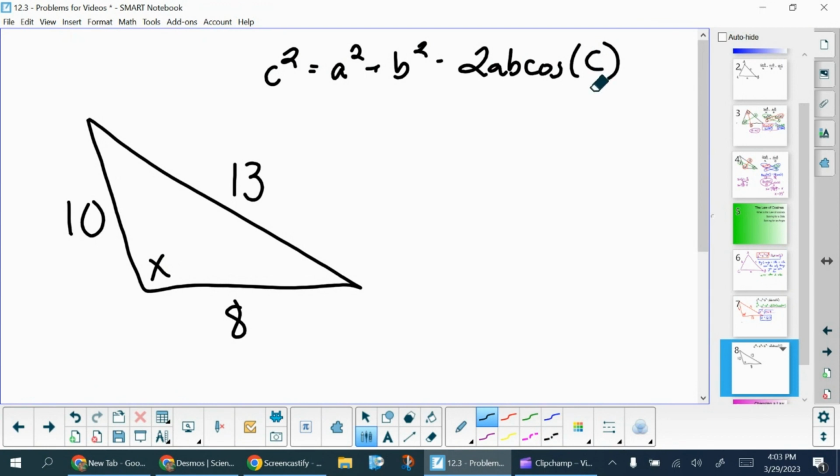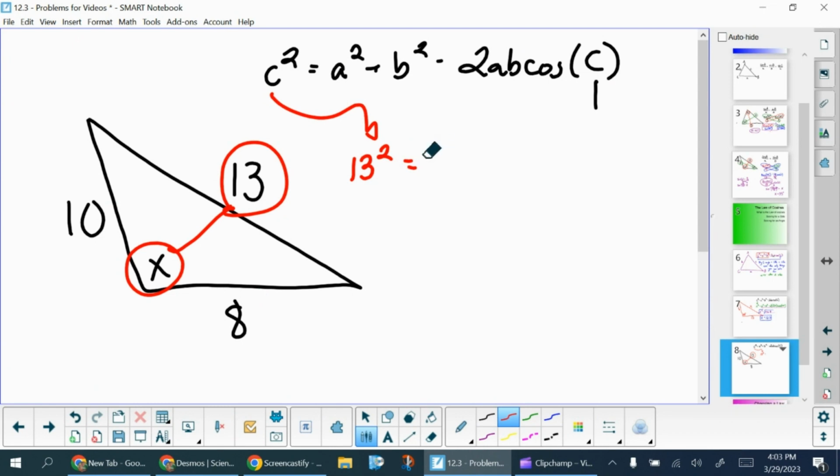In this case, the thing we don't know is angle C, which means straight across from it, side c has to be the 13. So I'm going to slide it over here. 13 squared has to be c squared. That is the biggest part of this. A and b can be either 10 or 8. Doesn't matter. I'm just going to go ahead and put them in there. And the cosine of, and I'll just leave it as x in there.